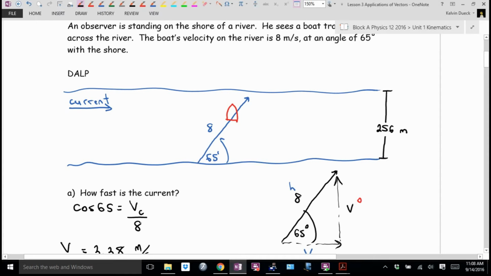Why would it not be the 8? Even more basic than that, why can't you use the 8 in this equation? The directions don't match. What direction is your distance? Dead vertical? What direction should the velocity that you use be? Dead vertical. That's by far the most common mistake on these river questions, using the wrong velocity.